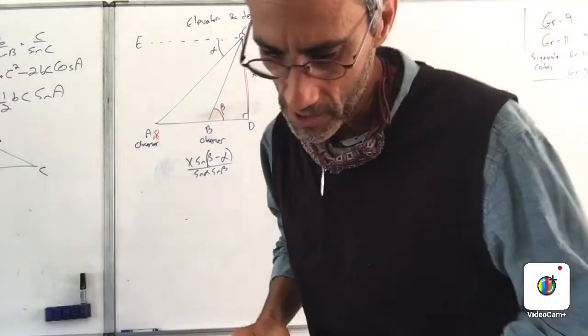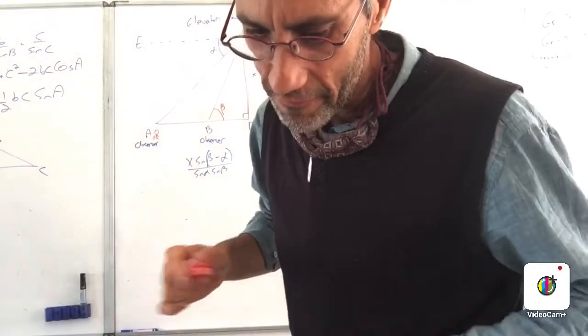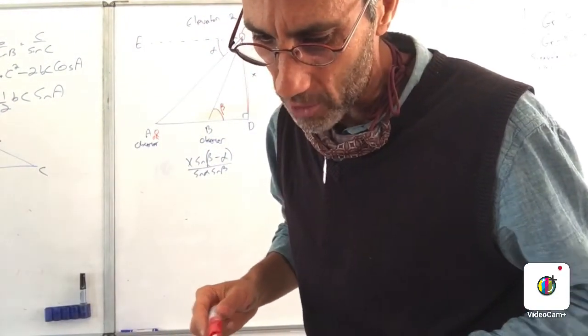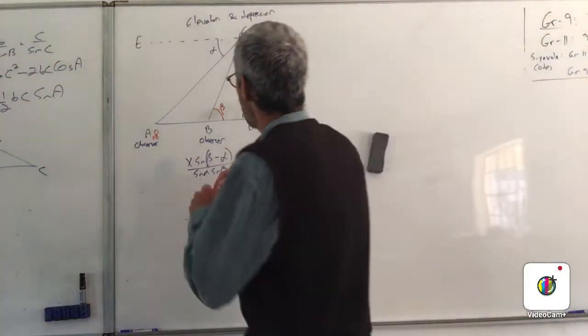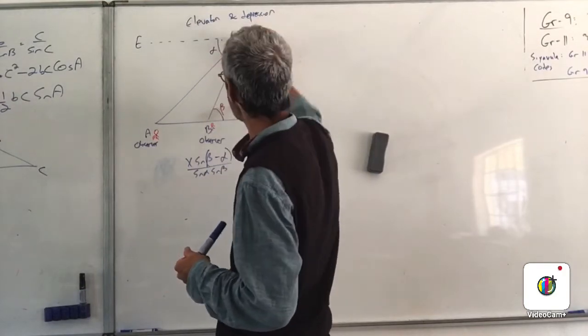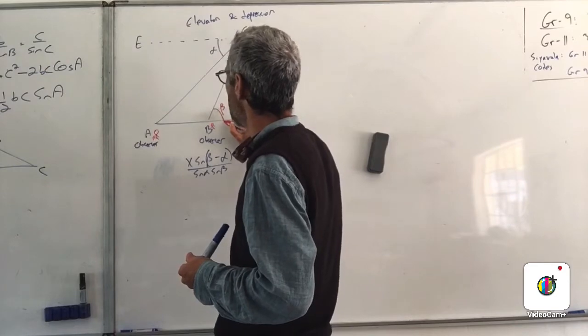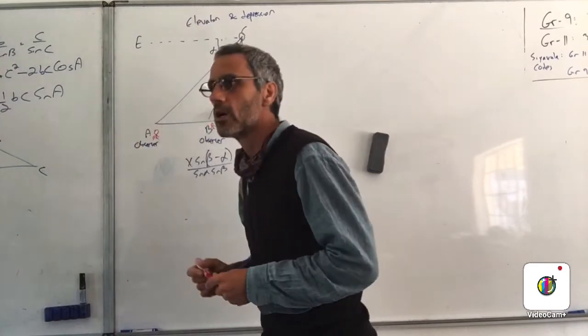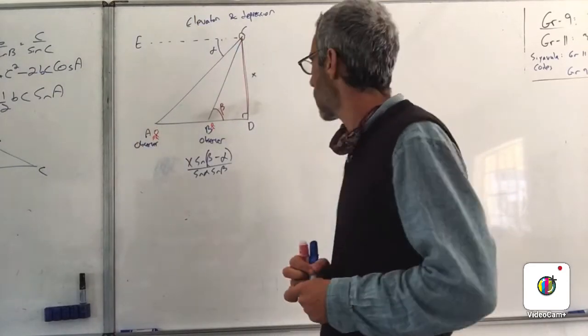The angle of elevation of the top of a tower from an observer B is beta. So if I'm standing here as observer B, looking up towards the tower, that's the angle of elevation, looking up. We came across these terms last year.